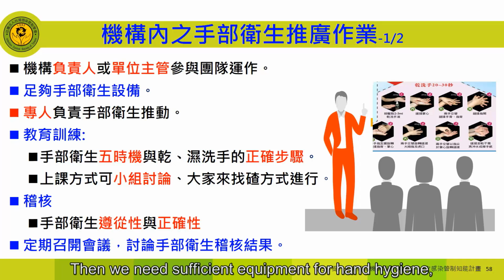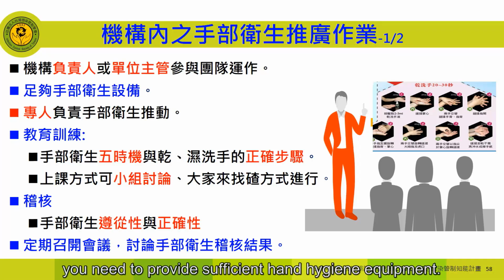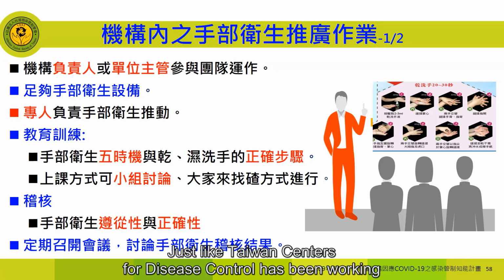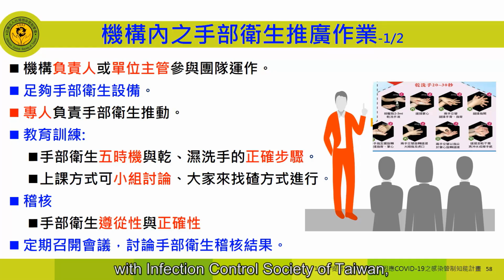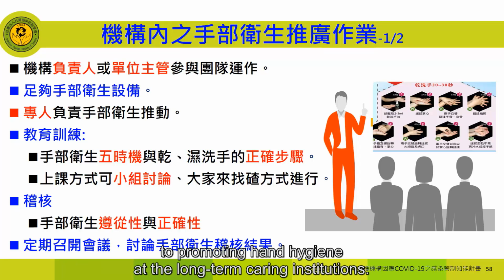Then we need sufficient equipment for hand hygiene so that the staff can easily clean their hands. To clean their hands thoroughly, you need to provide sufficient hand hygiene equipment. And then, the institution may need a staff dedicated to promote hand hygiene. Just like Taiwan Centers for Disease Control has been working with Infection Control Society of Taiwan to develop the training program of personnel dedicated to promoting hand hygiene at the long-term caring institutions.